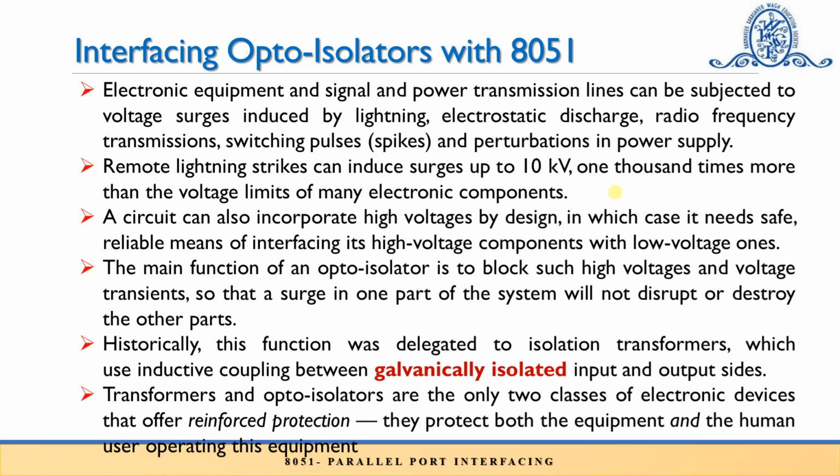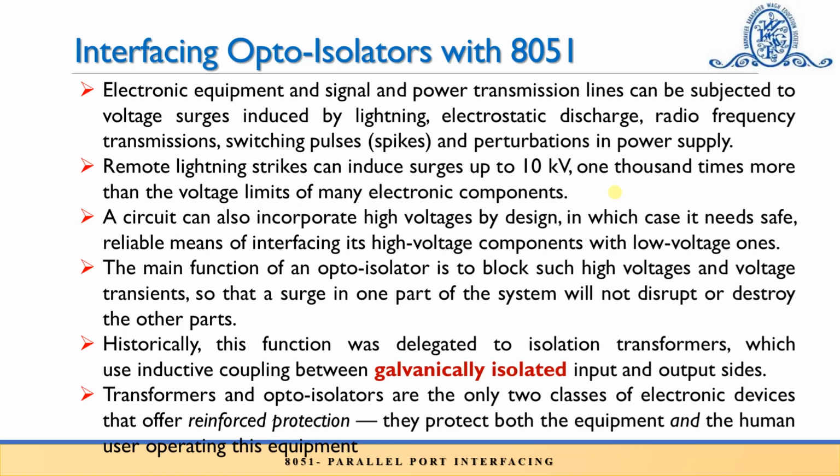Basically, the same function which is done by the opto isolator can also be done by an isolation transformer, which uses inductive coupling between the galvanically isolated input and output sides. So basically, the opto isolator as well as the isolation transformer are used to provide galvanic isolation between the input and the output side.